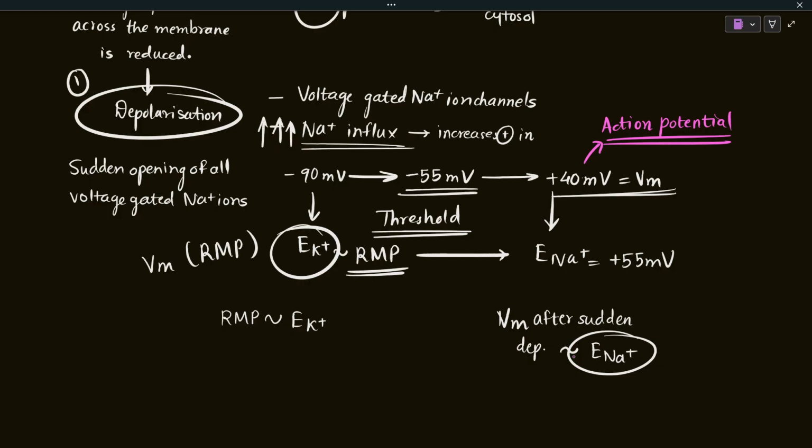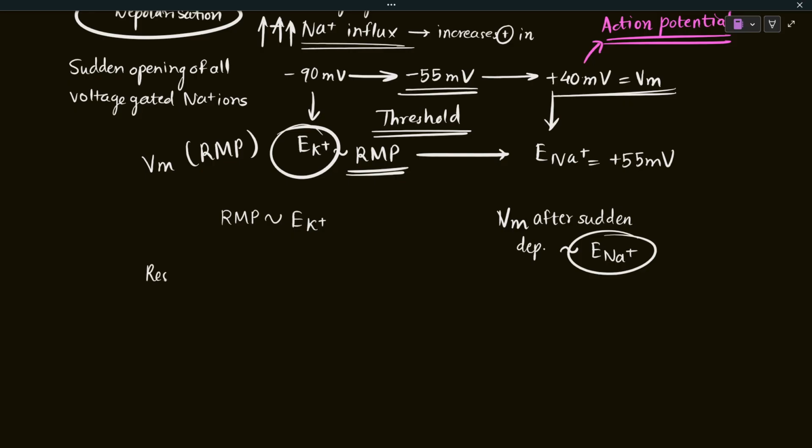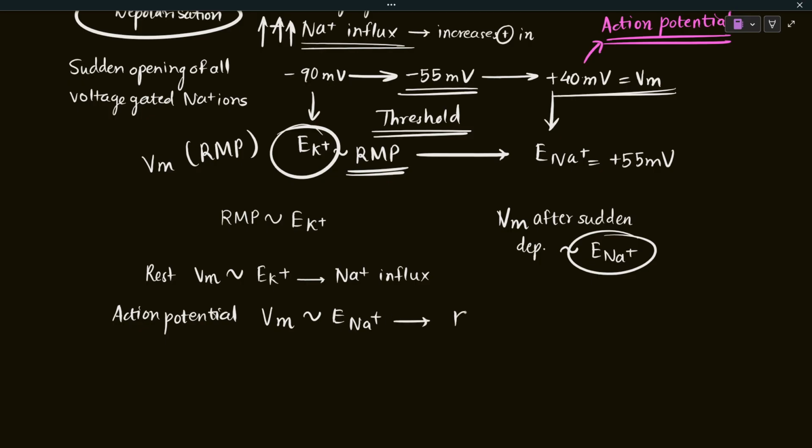But this does not get equal because first of all, there is some potassium efflux. Okay, so why is it not exactly equal? At rest, Vm is similar to the equilibrium potential of potassium ions, but it is not exactly equal because there is some sodium influx, right? In the same way, when the action potential is generated, the membrane potential at that time is similar to the equilibrium potential of sodium ions, but it is not exactly equal because there is some potassium efflux.